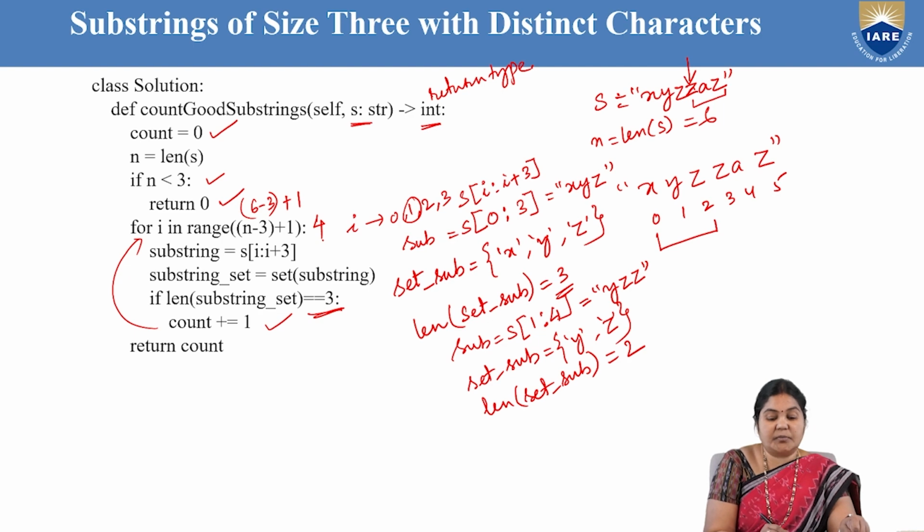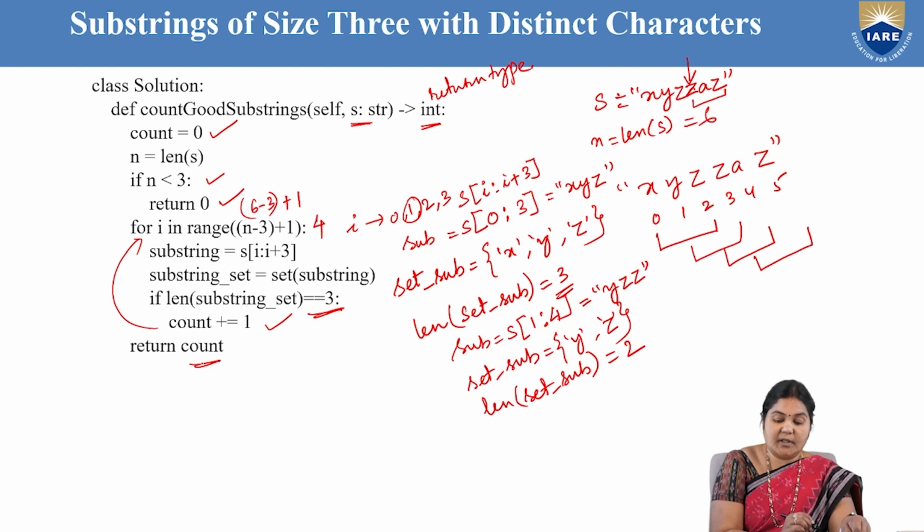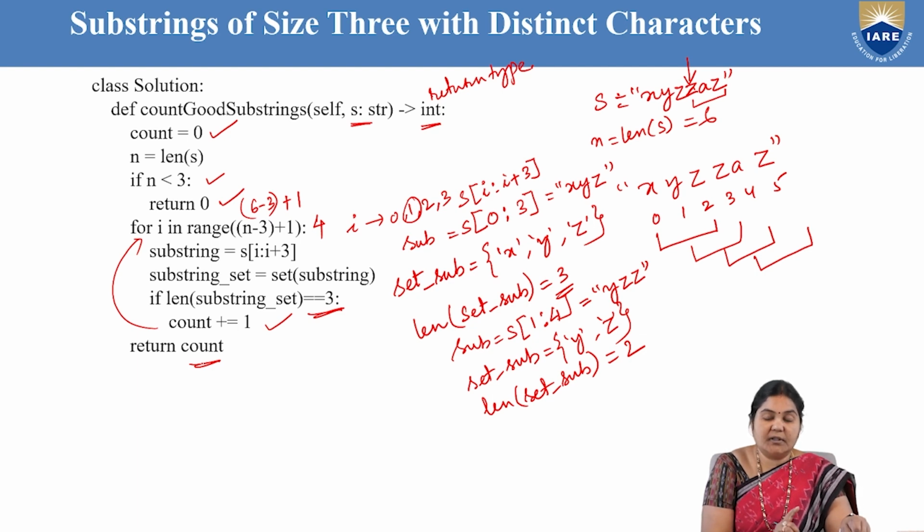Again, you have to repeat this process till you reach the end of the string. Third time it will be ZZA, its length is 2. Again, ZAZ, again its length is 2. So, 4 times this loop is going to run. And finally, my counter value is only 1 because only one good substring is possible, that is the first one, XYZ. Okay.